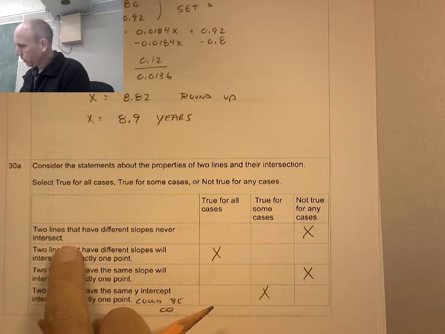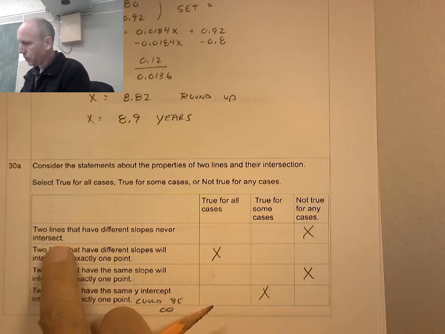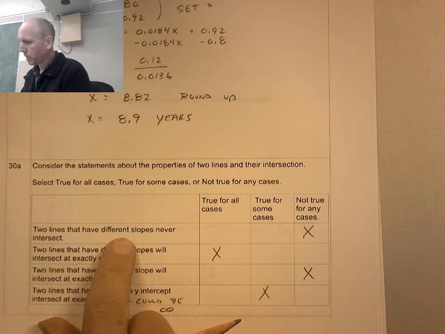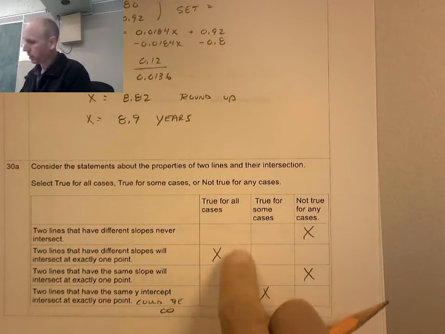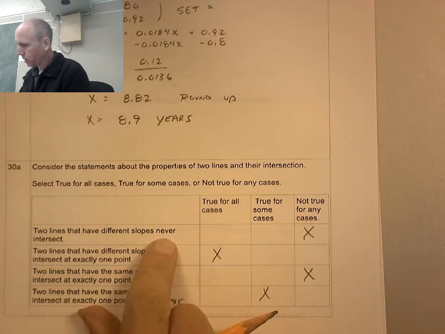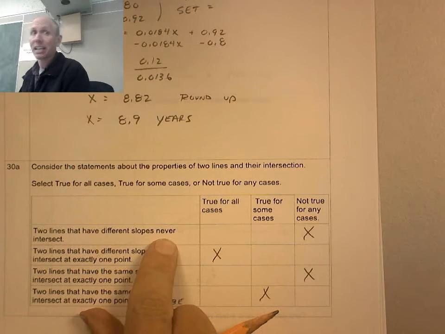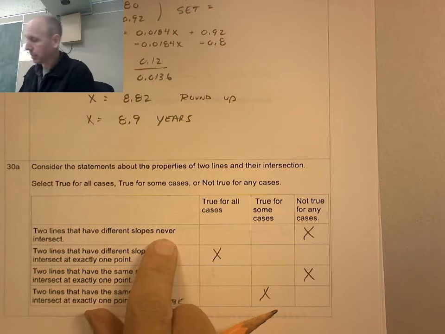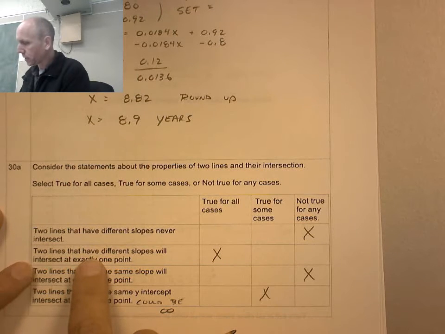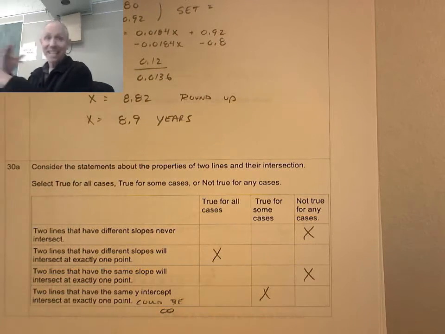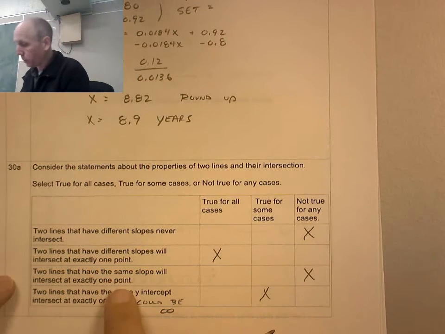And finally, let's see, what's true, false, or not true? Okay. 2 lines that have different slopes will never intersect. No, different slopes always intersect. No, that's false. 2 lines that have different slopes never intersect. That's false. They do intersect. 2 lines that have different slopes will intersect at exactly 1 point. Yes, that's the true one. They will intersect at 1 point.